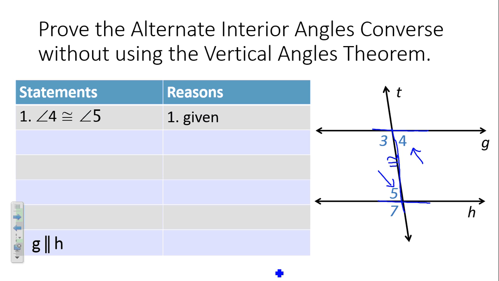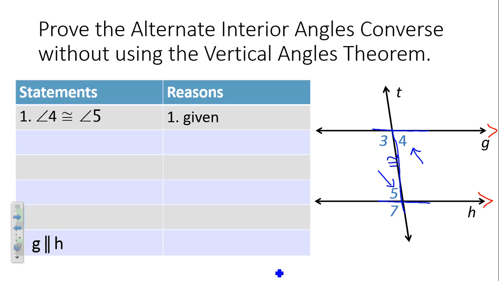All right, so we're trying to prove that G is parallel to H. We're starting with 4 congruent to 5, and we're going to try to get G parallel to H. But we can't use alternate interior angles. We're trying to prove that. Okay? What is a logical way? Just to look at it, they look like they're parallel, but we can't just say that just because they look like it, they are.